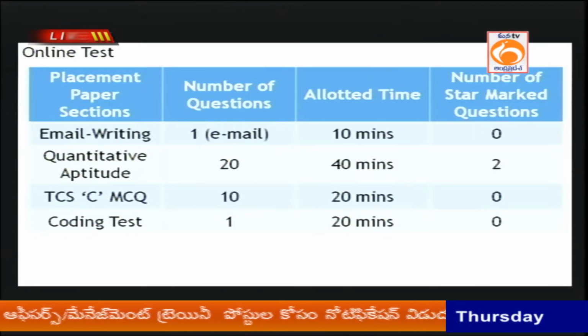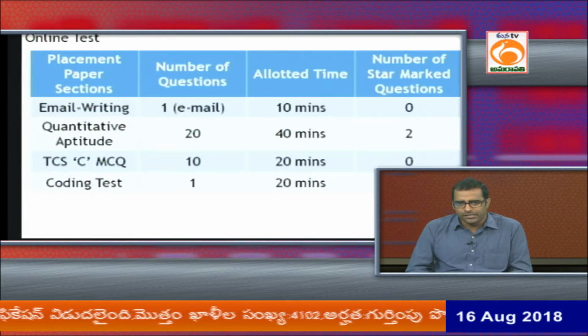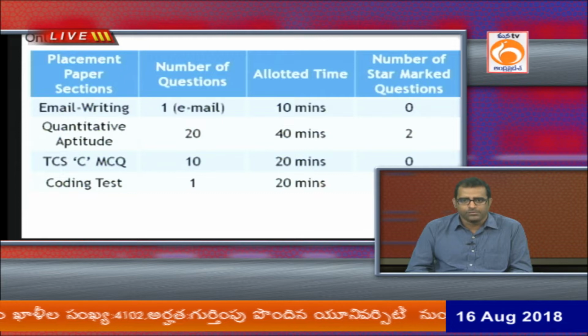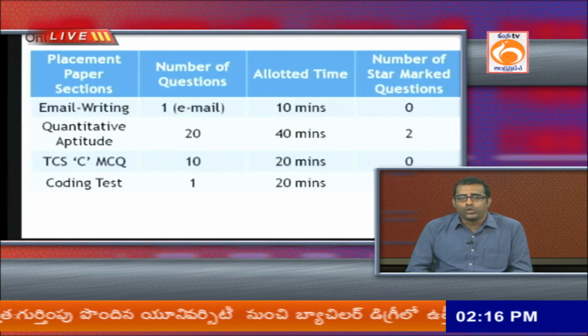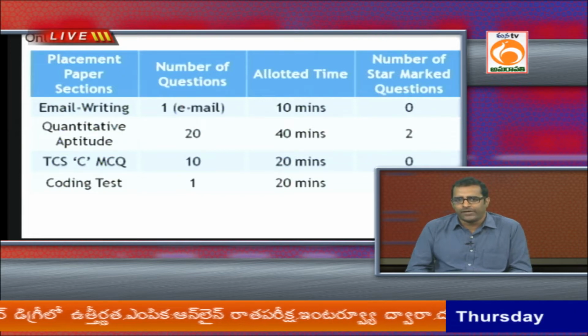Then you have quantitative aptitude. You will have 20 questions. The duration is 40 minutes, 2 minutes per question. And there are 2 questions which is star marked. I will tell you what do you mean by star marked very soon.